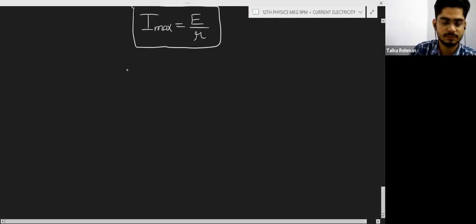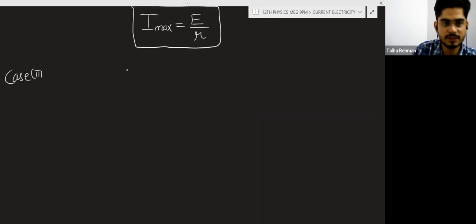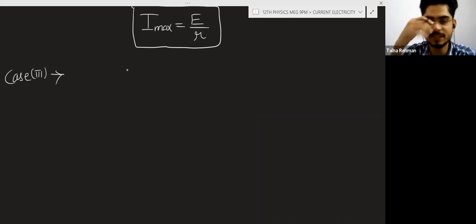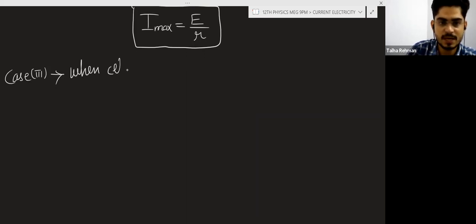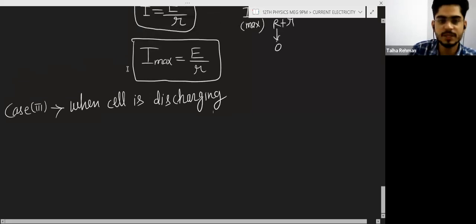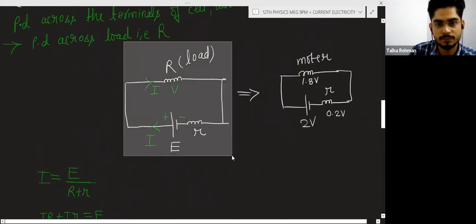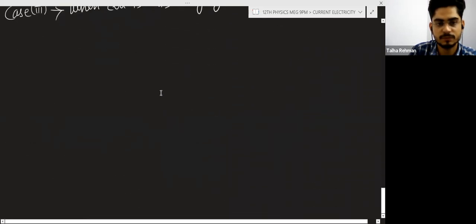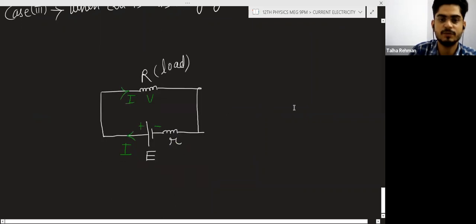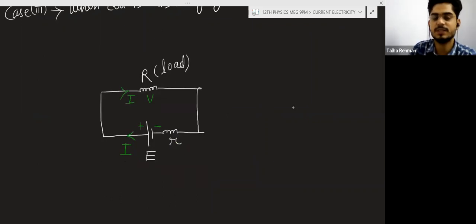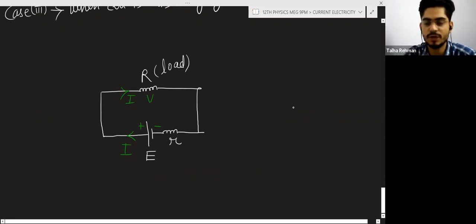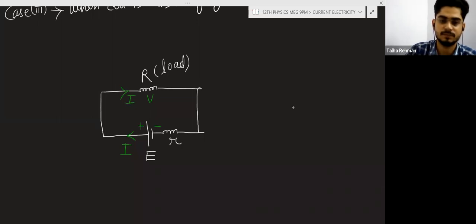Now another case, case third, is when the cell is discharging. Discharging means the same circuit we have taken. The cell is in working condition, providing some energy to this load. This load can be a motor, a bulb, or any electrical appliance. This small r is the internal resistance.